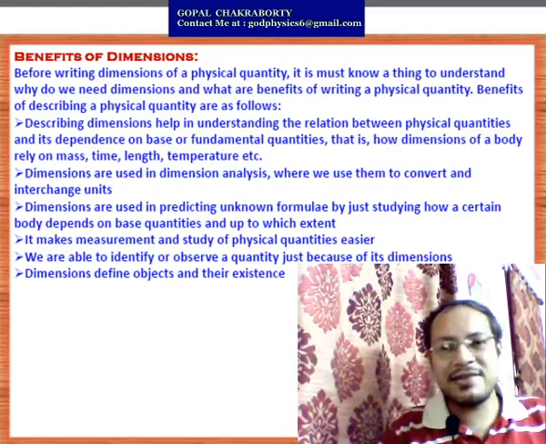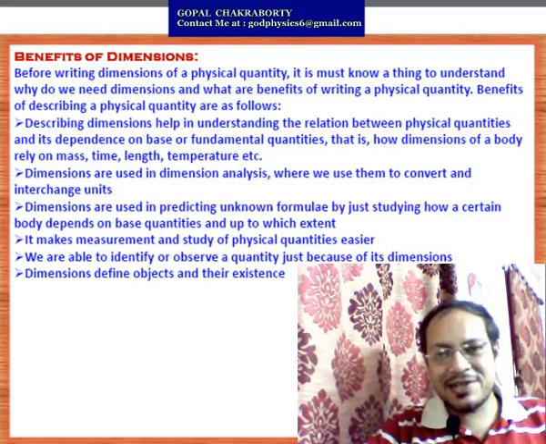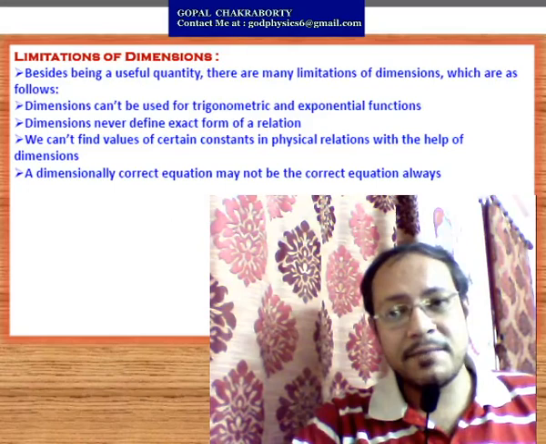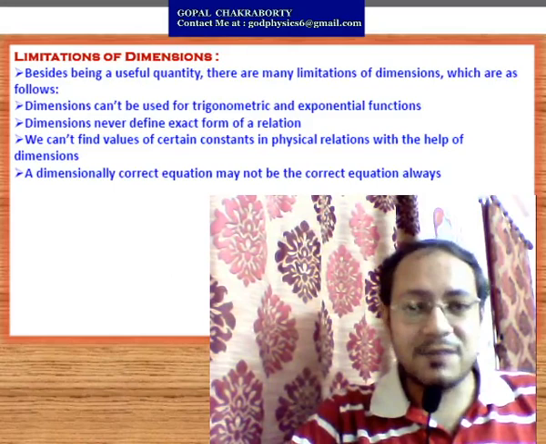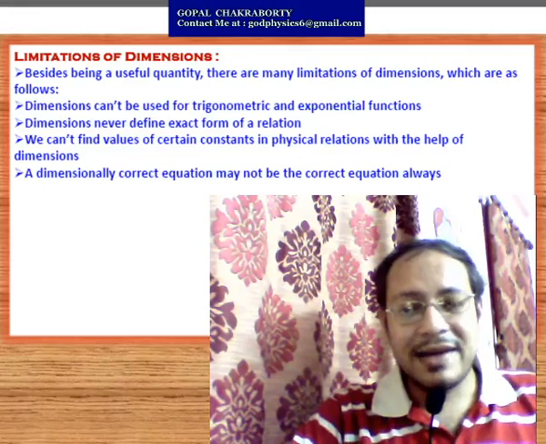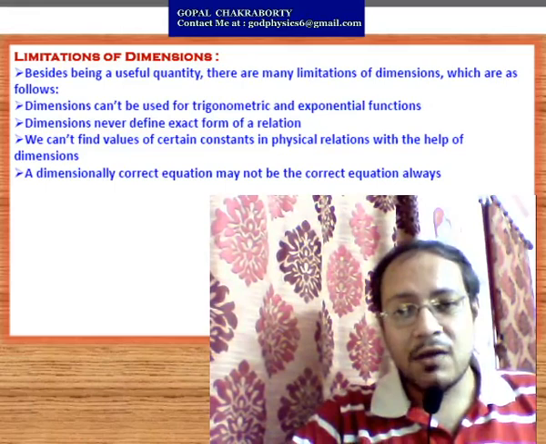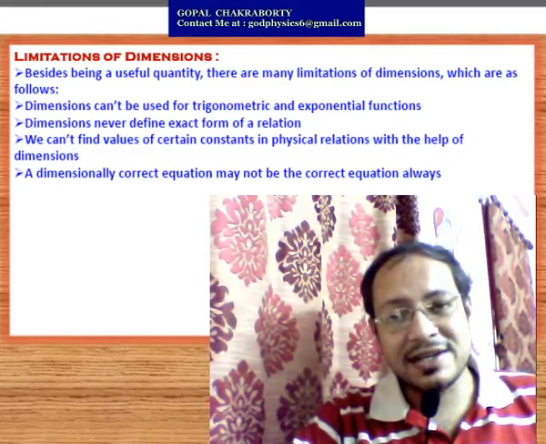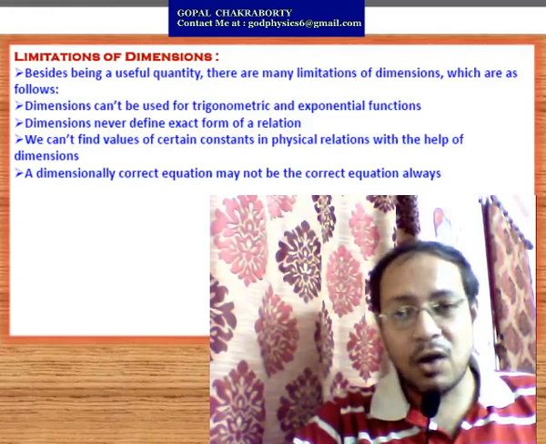Now I will show you the limitations of dimensions. Besides being a very useful quantity, there are many limitations of dimensions, which are as follows. Dimensions cannot be used in trigonometric and exponential functions. Dimensions never define the exact form of a relation. We can't find the values of certain constants in a physical relation with the help of dimensions. A dimensionally correct equation may not always be the correct equation. So these are the limitations of dimensions and their use.